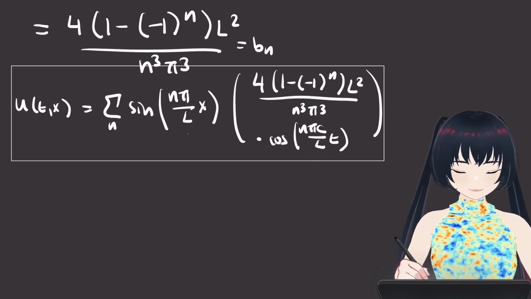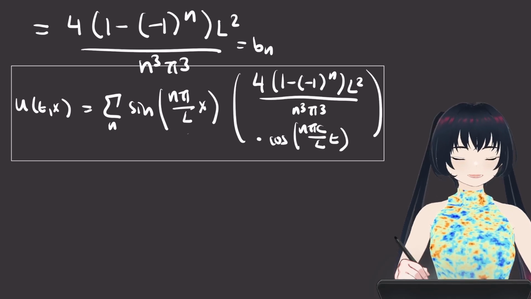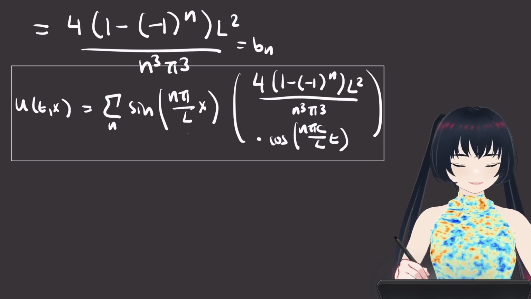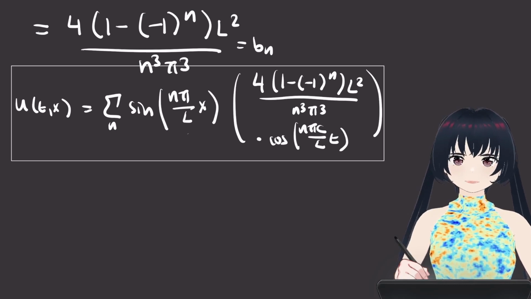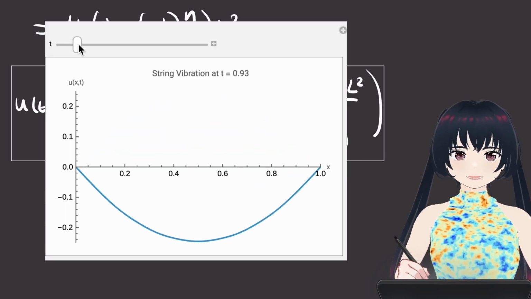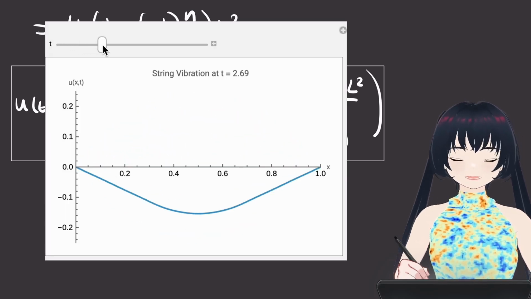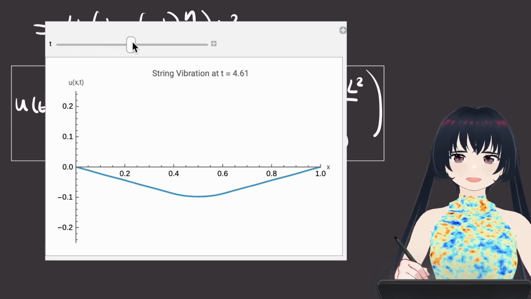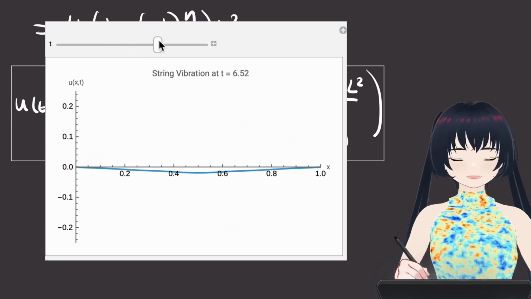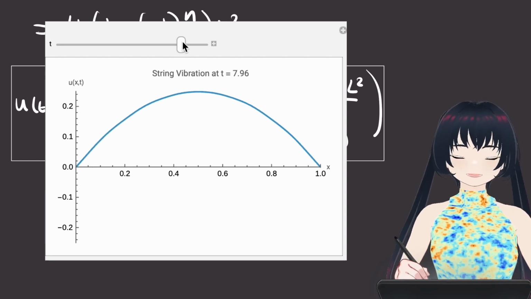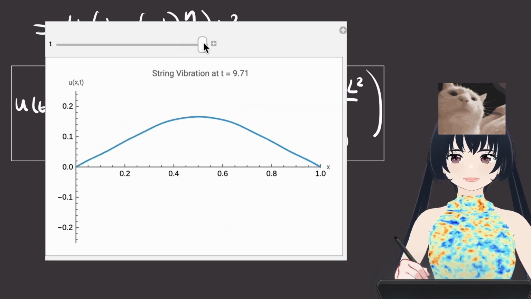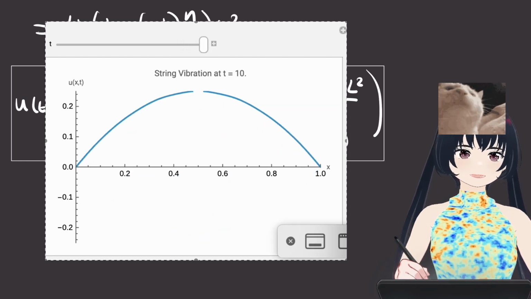Now you might look at this and be totally unconvinced that this is the correct answer, but I actually took the duty of simulating this and showing what the string looks like as it evolves over time. This comes to show that yes, the math looks really crazy, but these can actually be used as really important tools to model physical systems.